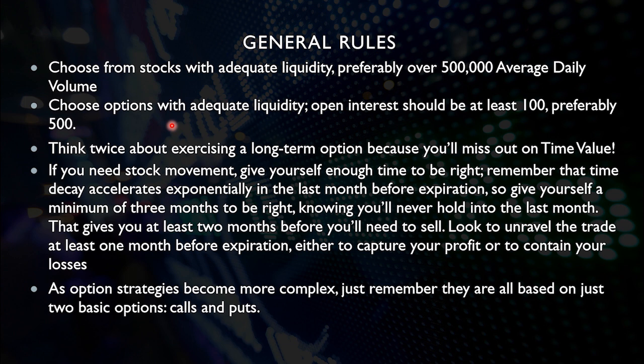So the first two rules that we recommend have to do with liquidity. The first one has to do with the underlying stock's liquidity, and the next one has to do with the options liquidity. Only choose stocks which have adequate liquidity. This means preferably they trade on average over 500,000 times per day. So the underlying stock trades at least 500,000 times per day. That would represent adequate liquidity. Anything above that, it's good to go. When you're choosing the options contract, you also want options contracts which have adequate liquidity. Adequate liquidity means something that is at least 100, preferably over 500.